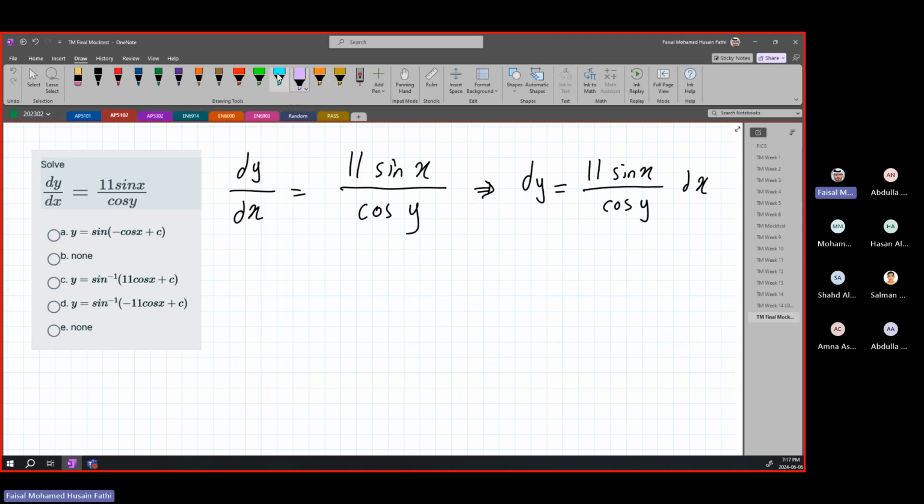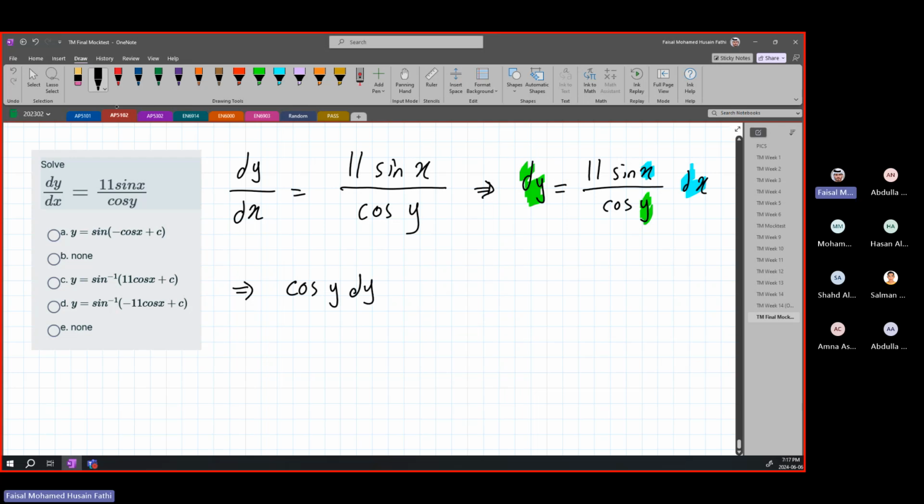Okay, so now we have our x with dx, but our y is not with dy. So we need to move the cosine y to dy. So what we will do is it's going to become cosine y dy. We're just moving this to up here, is equal to 11 sine x dx. Now that everything is together, the y is with dy and the x is with dx on the same side of the equation, we integrate.